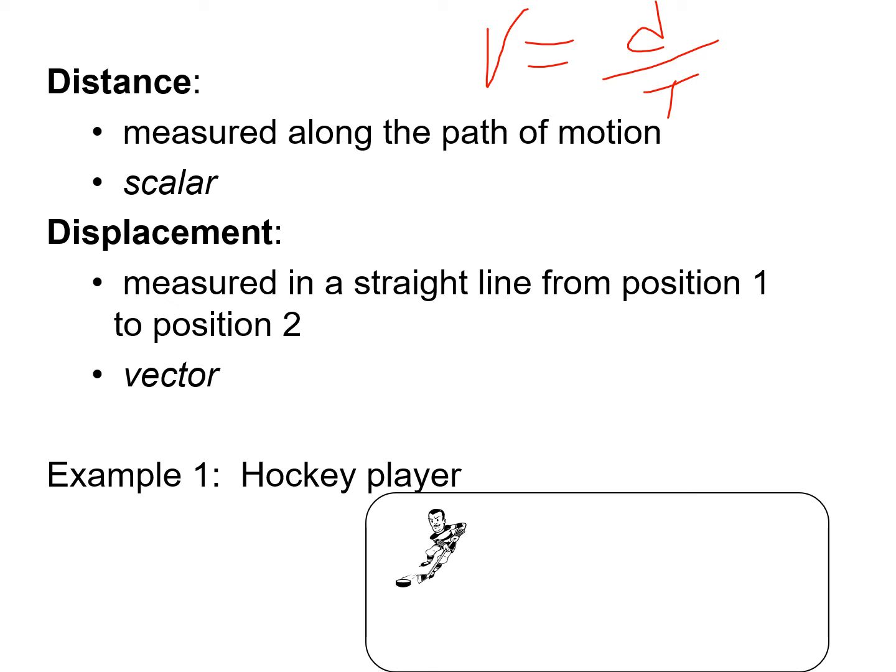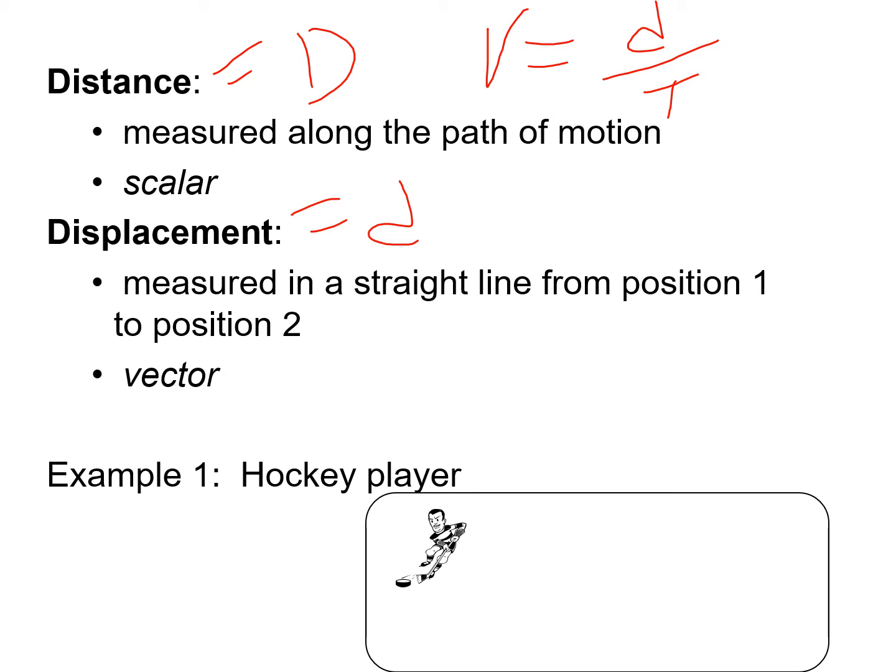What I do a lot when I write this stuff out, just so you can follow along with the way I use notation, is usually with distance, I'll use a capital D. Displacement, I'll use a lowercase d. Velocity is simply a change in displacement over time. Distance is a scalar quantity. Displacement, because it's used for velocity, is a vector.